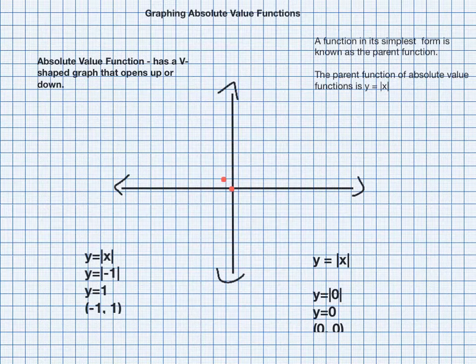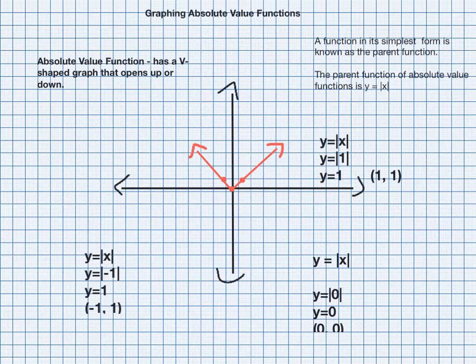Now I need a point on the right side of the vertex, so I'm going to choose when x is 1 and plug that into our original equation. Then I have y equals the absolute value of 1, and the absolute value of 1 is 1, so my new point is 1, 1. I would plot that point at 1, 1, and then I could draw my graph. So this is what the parent function of the absolute value graph would look like. Notice your vertex is at 0, 0, and then you need a point on the left side of the vertex and also the right side of the vertex, and then you can draw your graph.